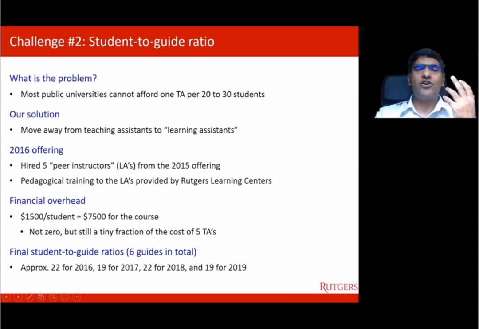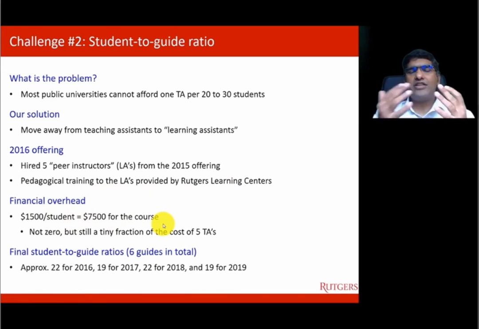Learning assistant is a concept where basically I hire students from a previous year's offering to act as peer instructors during the classroom. So in the 2016 offering, I hired 5 instructors, and there was a Rutgers Learning Center that provided pedagogical training to these LAs. We paid each of these students about $1,500 per student, $7,500 for the course. Of course, this can be modified according to where the course is taking place, in which country, and so forth.